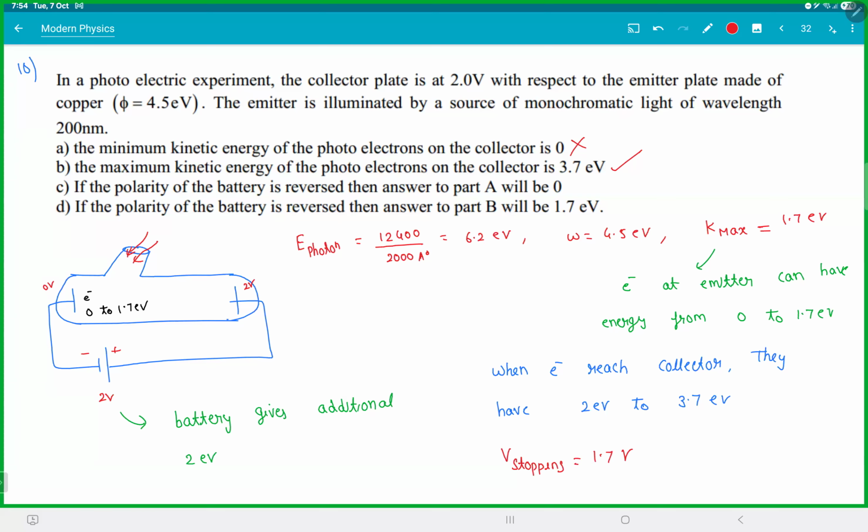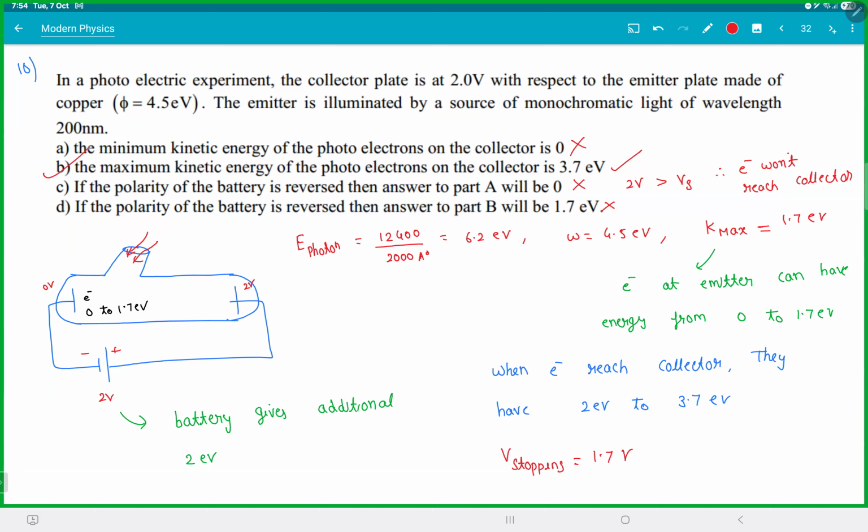And if you reverse the battery, you're applying 2 volts. 2 volts is greater than the stopping potential. Therefore, electrons won't even reach the collector. If electrons are not reaching the collector, what are you talking about? If the electrons reach the collector, you can talk about minimum energy, isn't it? So none of the electrons will reach the collector. They will turn back even before reaching. That's why when you reverse the polarity, the minimum kinetic energy is not defined. Obviously, the fourth is also wrong. Only B is the answer.